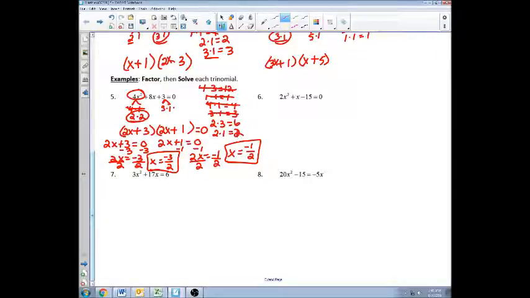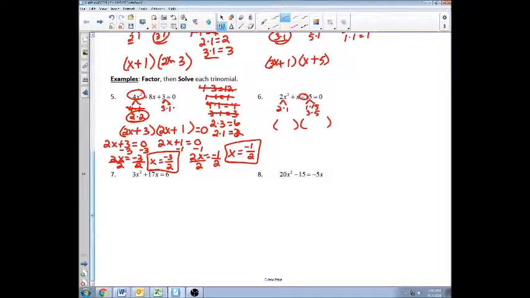All right. Let's move on to number 6. Is there a GCF here? Well, I have a 2, a 1, and a 15. 15 is not divisible by 2, and 1 is not divisible by 2, so there is no GCF. I'm going to go ahead and make my lists. This will be 1 and 15, and 3 and 5. All right. I want to go ahead and make my parentheses.